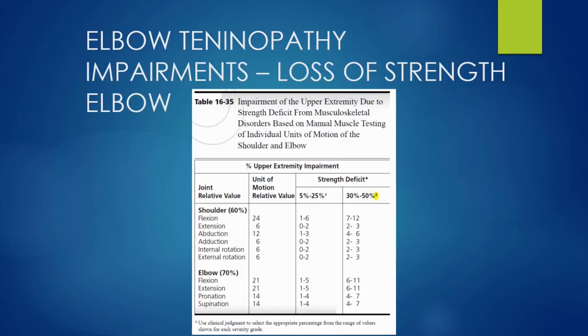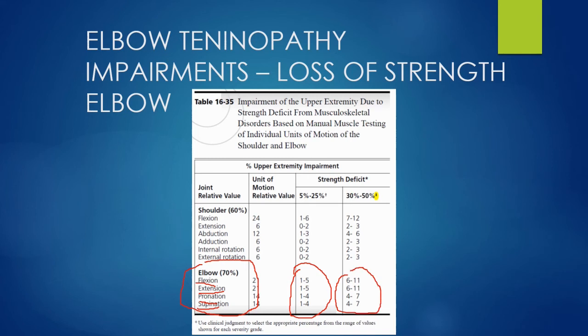Another way to rate impairment for lateral epicondylitis has to do with loss of strength to resisted manual muscle testing of 4 motions around the elbow joint. So for resisted manual muscle testing, we're going to test resisted flexion, resisted extension, resisted pronation, and resisted supination. And if the examinee comes up with some loss of strength due to lateral epicondylitis, you can provide for permanent impairment due to loss of strength.